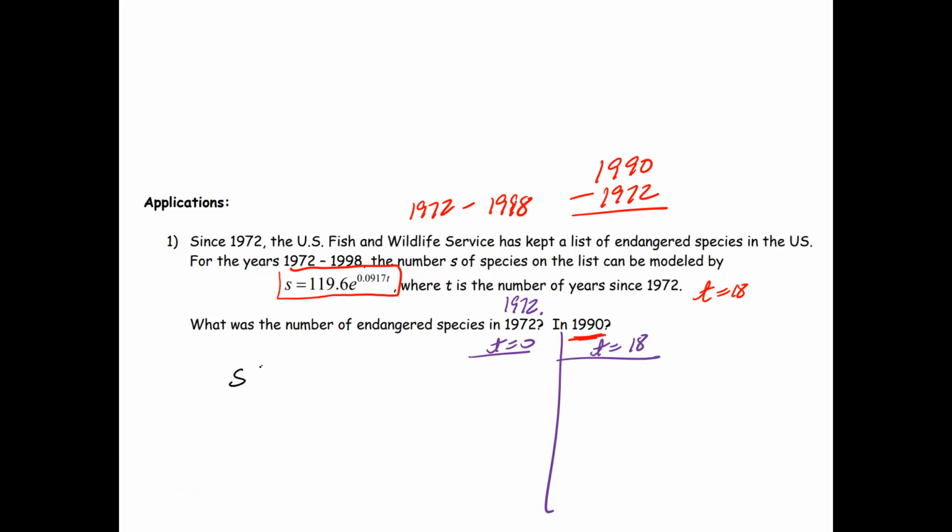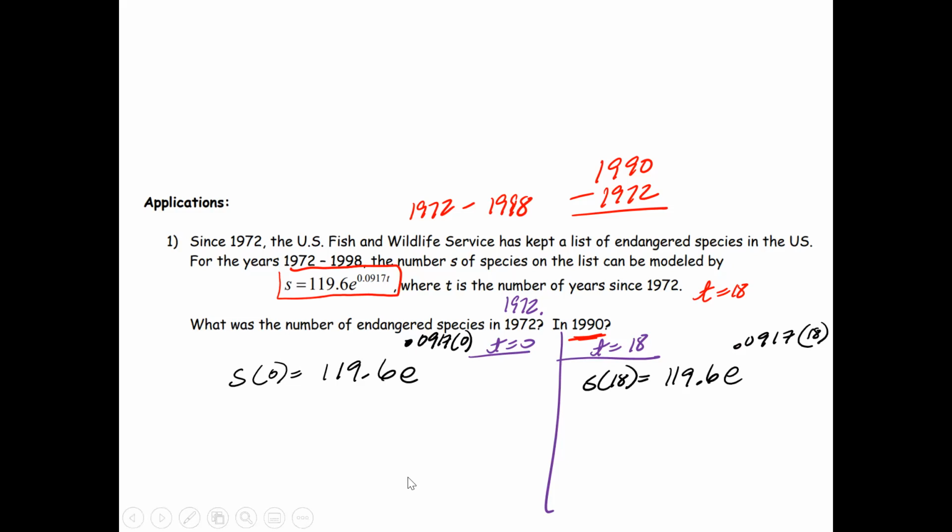So let's figure out how many endangered species you have at 1972. We're going to use a formula. S of T, which is S of 0, is equal to 119.6 e to the 0.0917 times 0. And that's what we're going to put in your calculator. For T equals 18, you do S of 18 equals 119.6 e to the 0.0917 times 18. So you have two different equations there. Grab your calculator, plug that in, and see how many endangered species you have in 1972, and then how many you have 18 years later.